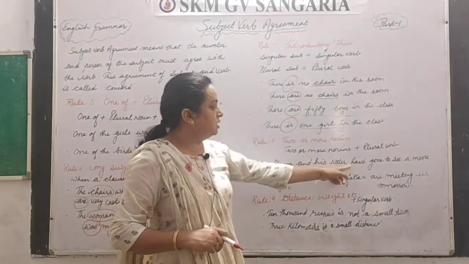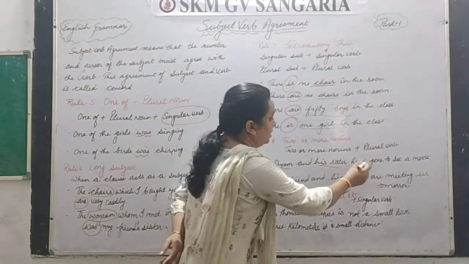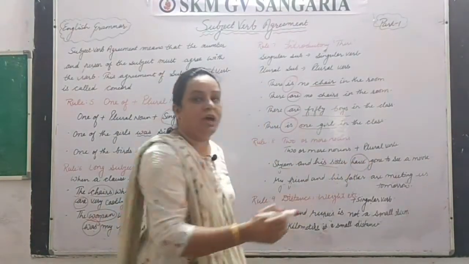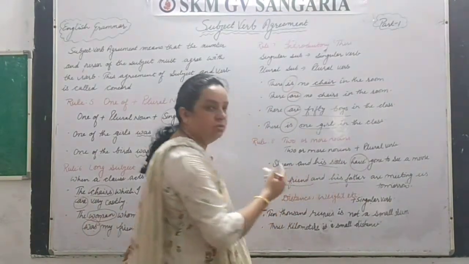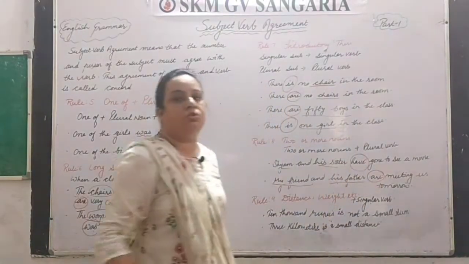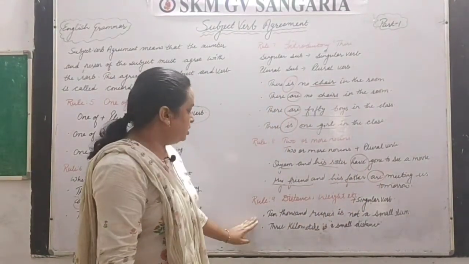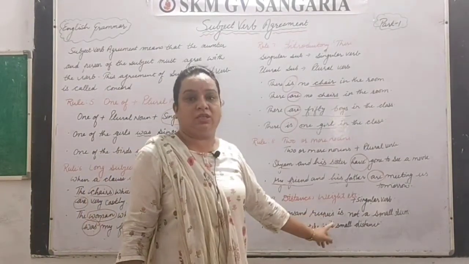Shyam and his sister have gone to see a movie. So Shyam and his sister, and the verb is "have." My friend and his father, two persons, then "are" meeting us tomorrow. Clear? Next, rule number 9 is for distance and weight, etc.